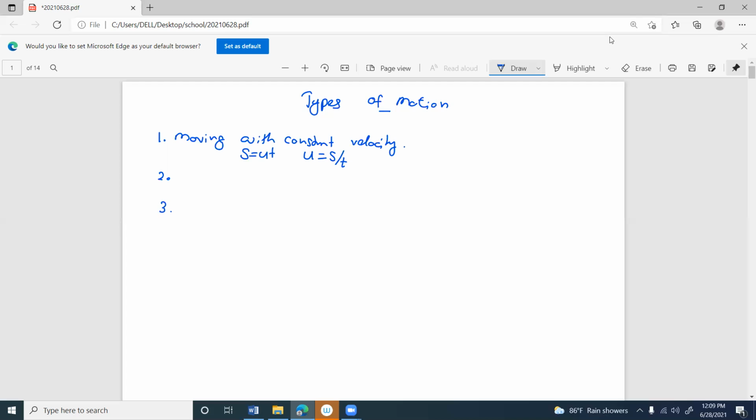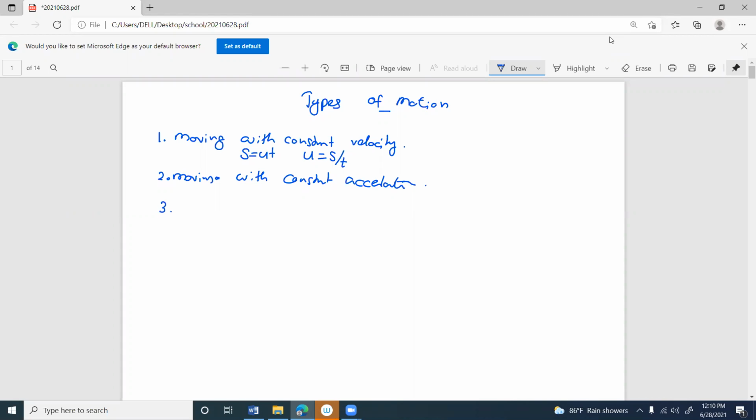Then the second one is moving with constant acceleration. Moving with constant acceleration.